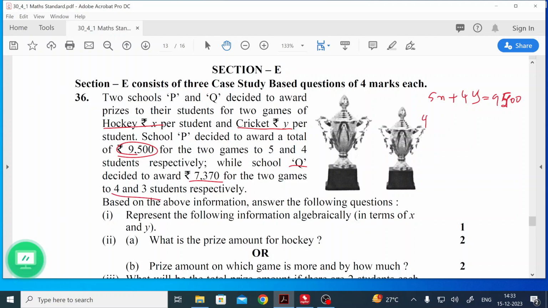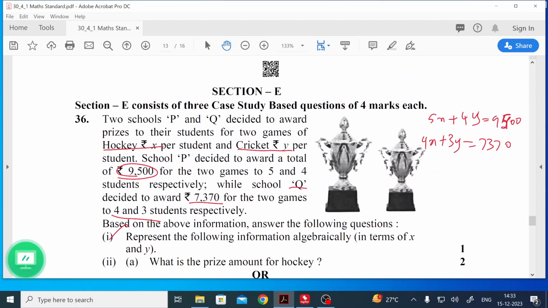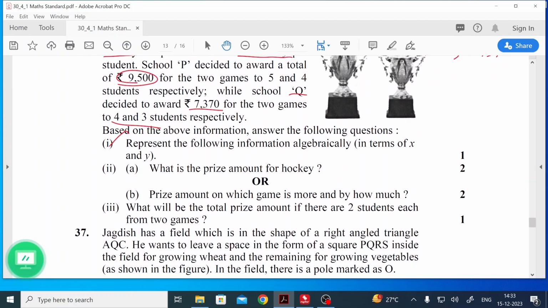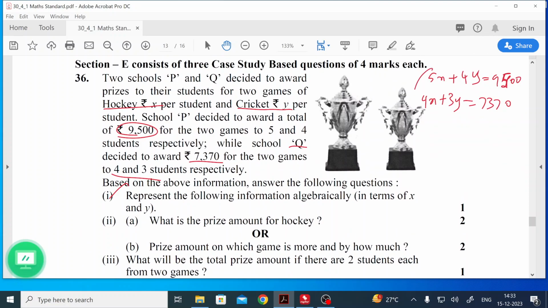So what you will be getting? 4x plus 3y equal to 7,370. That is the first question answer. Just the equation they asked, we made it. Next, what is the price amount of hockey? Hockey in the sense, X value you have to find. You have to solve this equation. X value we have to find.